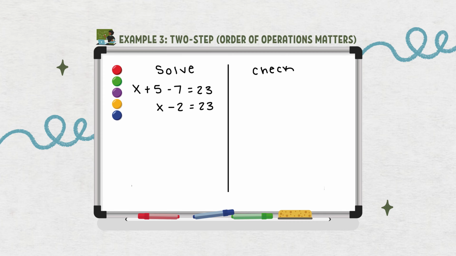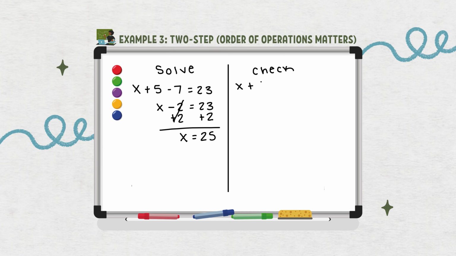Now we can move the 2 to the other side of the equal sign by doing the inverse operation. So we need to add 2 to both sides. Negative 2 plus 2 cancels out, and that leaves us with x. And x equals 25, because 23 plus 2 is 25.